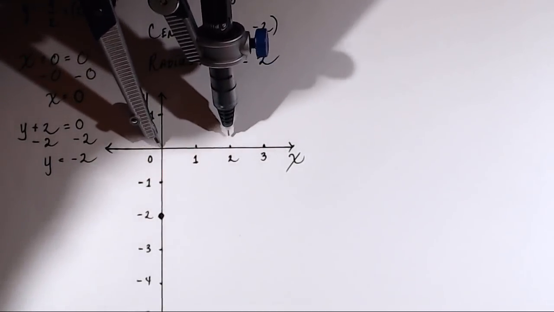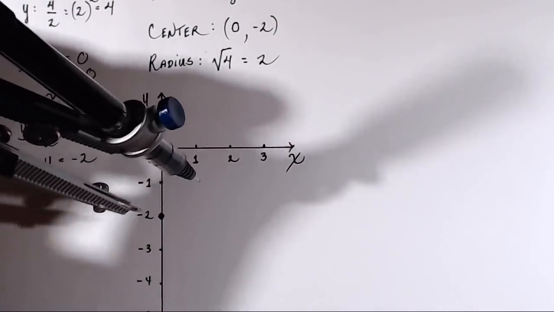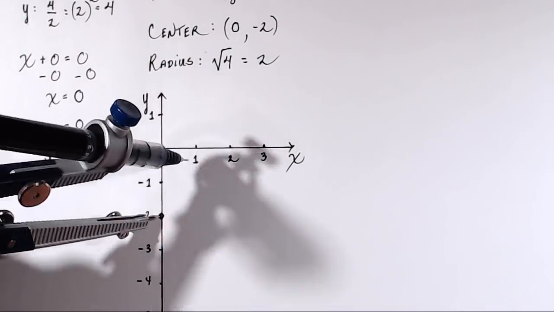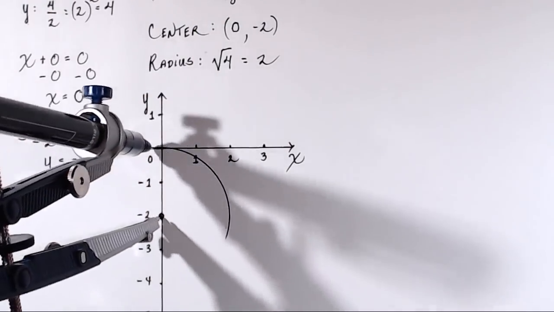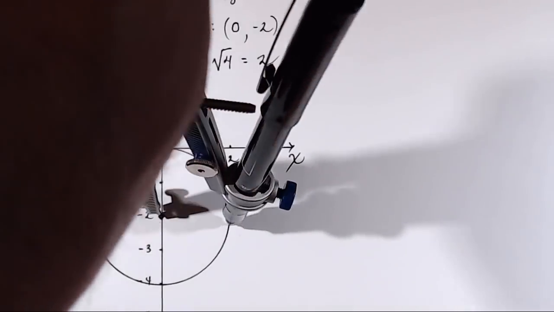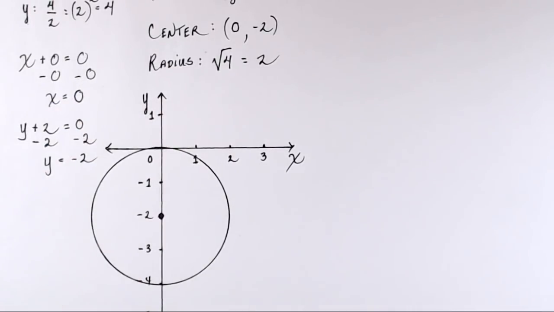As you get up into geometry, algebra 2, pre-calculus, and calculus, precision matters. So it is worth it to take your time. Now plant the pointy end of your compass right there at the center of the circle. And we're now going to circumambulate, or walk around, the center of that circle with our compass. Okay, so there it is. There's our circle with a center at 0, -2 and a radius of 2.